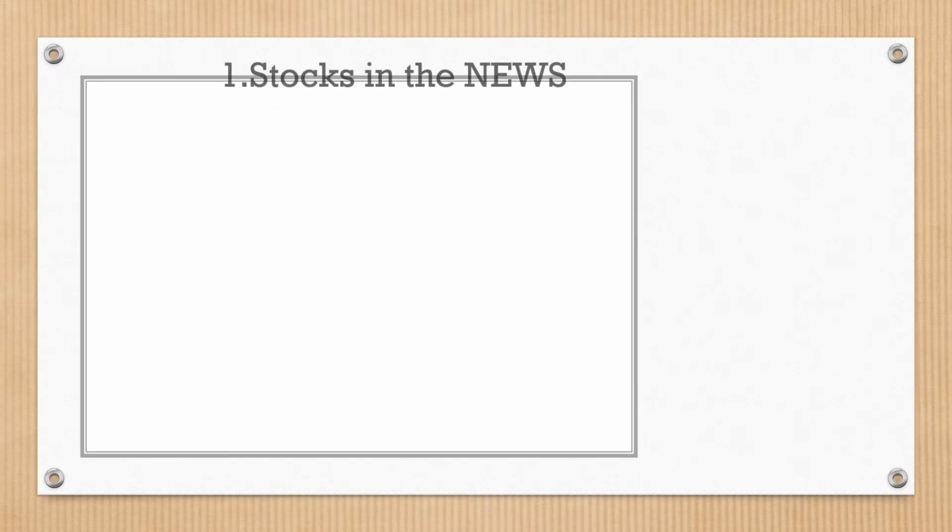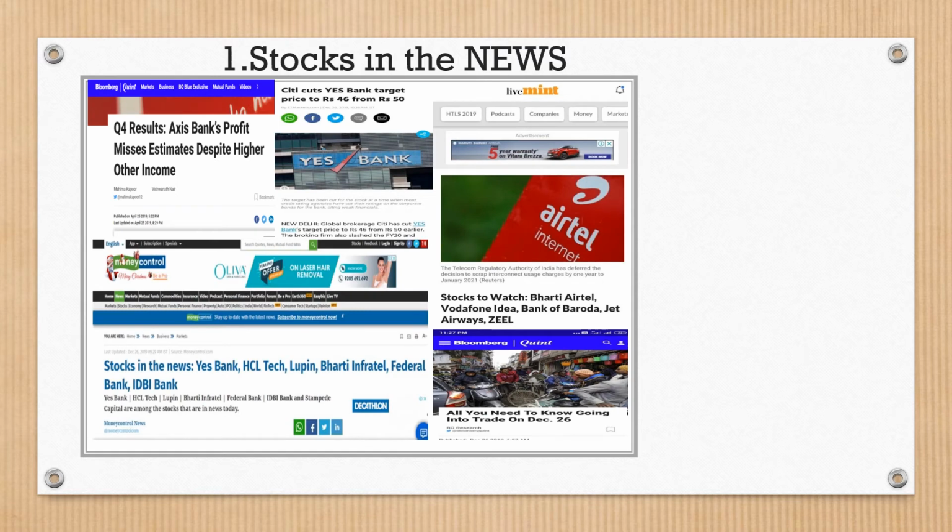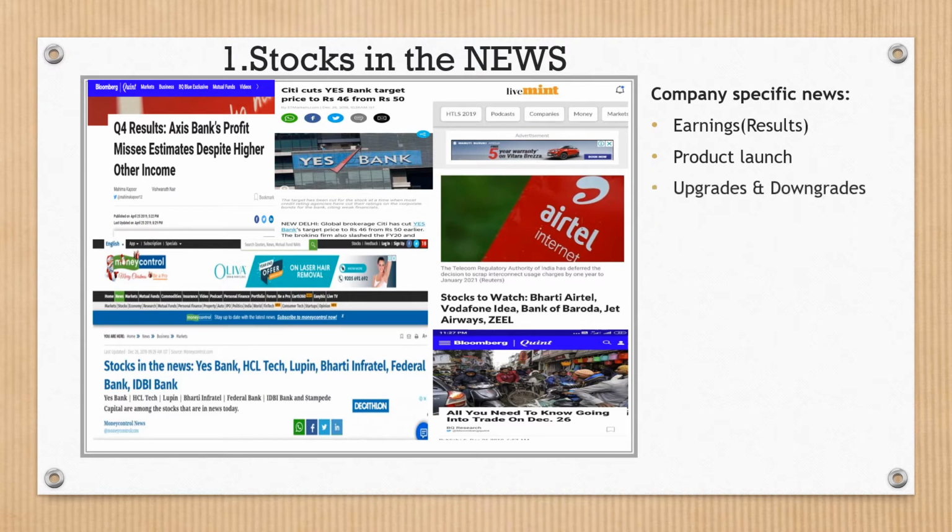We'll see the first step of the stock selection process. Select a stock which is in the news. It can be company specific news or industry specific news. For example, earnings or results, product launch, auto sales, upgrades and downgrades, especially from foreign broking firms like Morgan Stanley, JP Morgan and Citi, and FDA news in the pharma stocks.